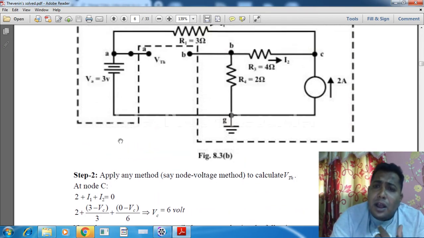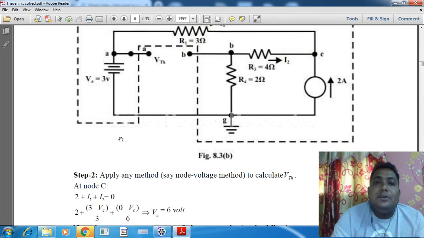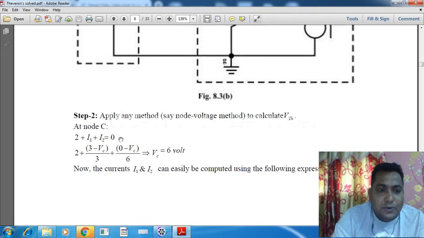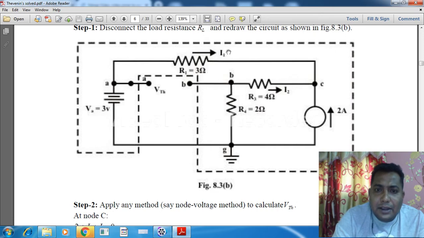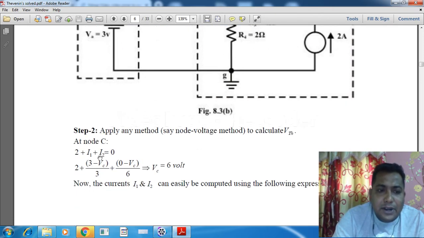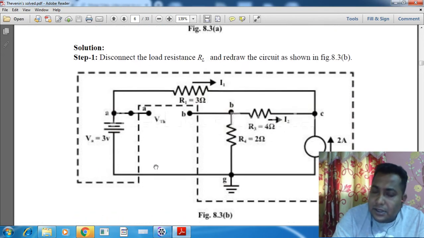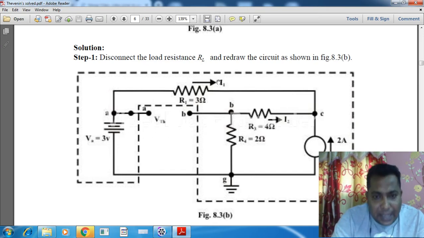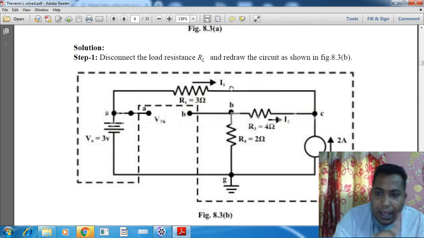Now we don't know the value of I1 and I2, so we can convert them to voltage quantities. So what is I1? This is I1. I1 is equal to (3 minus Vc) by 3. Can we say that? This current is equal to the potential difference across the resistor, and the resistor is connected between the A and C terminals.